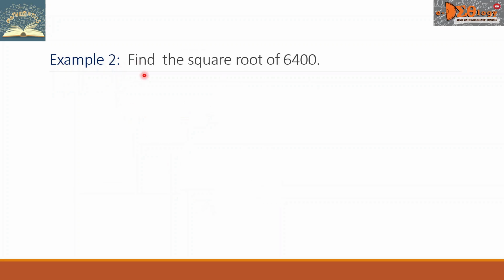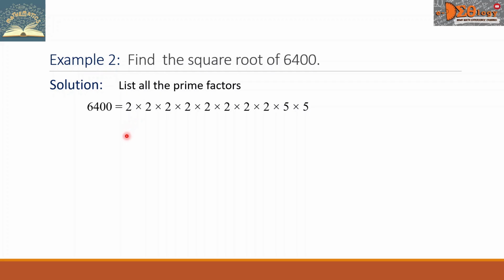Example 2. Find the square root of 6,400. We write the number here, then we list all the prime factors. And here is the prime factorization: 2 times 2 times 2 times 2 times 2 times 2 times 2 times 2 times 5 times 5. Notice that the prime factors are coming in pairs.